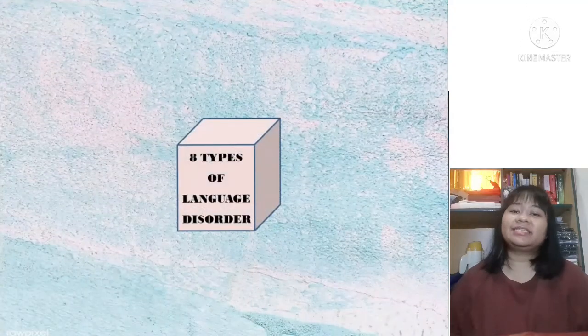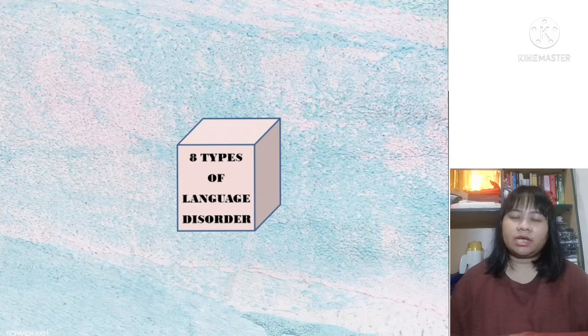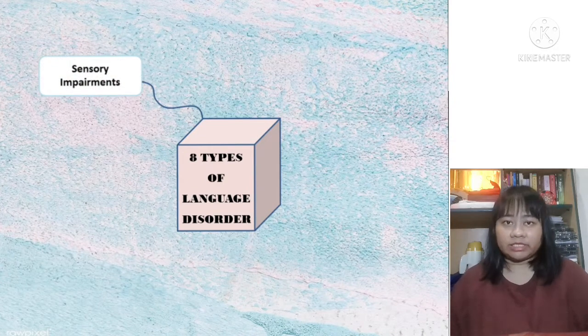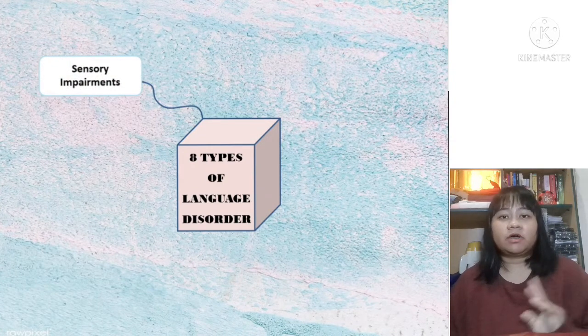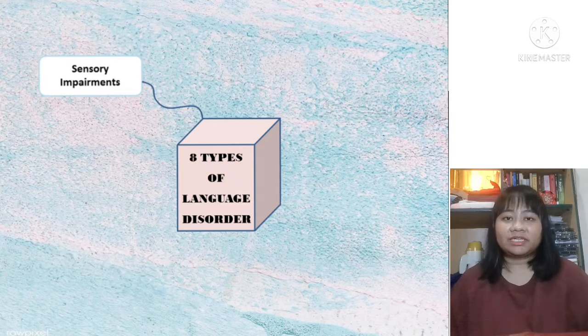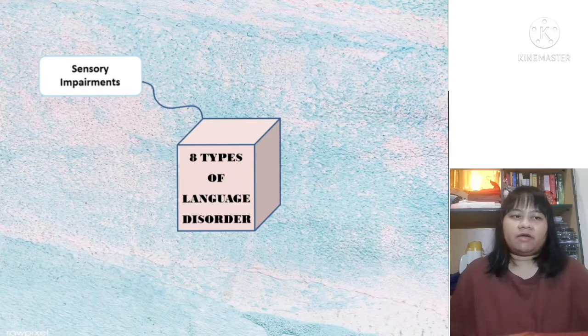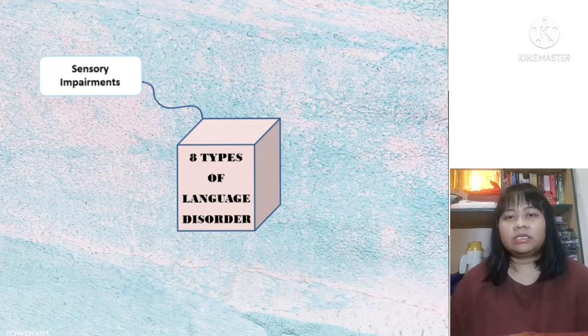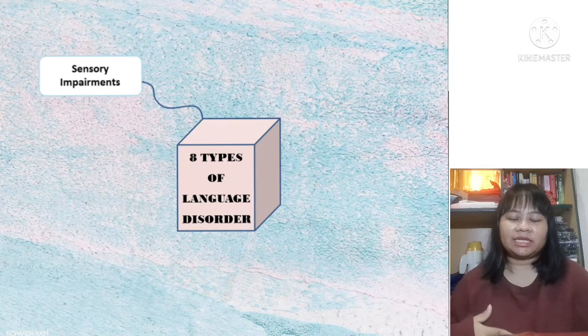The next is 8 types of language disorders. The first is sensory impairments. There are 2 types of impairment, which are deafness and blindness. Children who are blind have limited communication. They can only recognize words through spoken and audible sounds and cannot communicate through gestures or facial expressions.